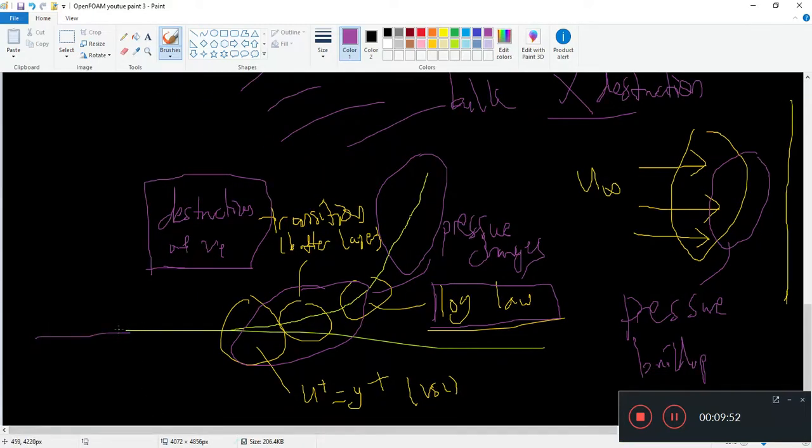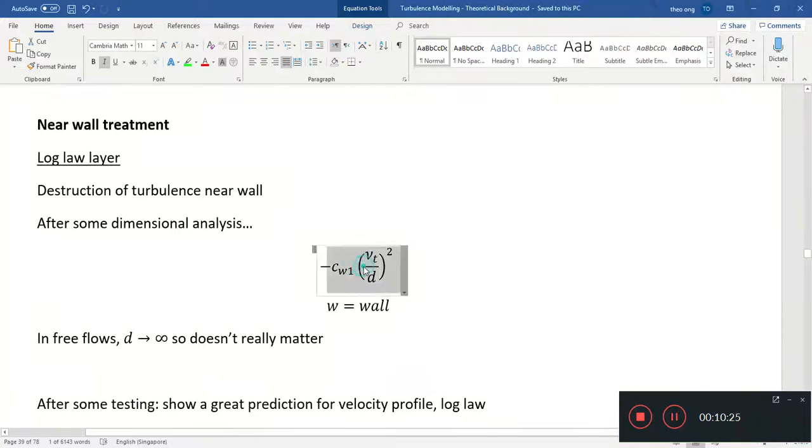What we can do is scale the destruction term. It should be proportional to 1 over d or 1 over d squared. 1 over d squared is used because of dimensional analysis, but it does give you the feel that the further you are away from the wall, the less the wall effects and the less destruction of turbulence you have. That is the basic idea behind this term. So in the free flows, as d goes to infinity, you get a very big number, then this destruction term just falls away.